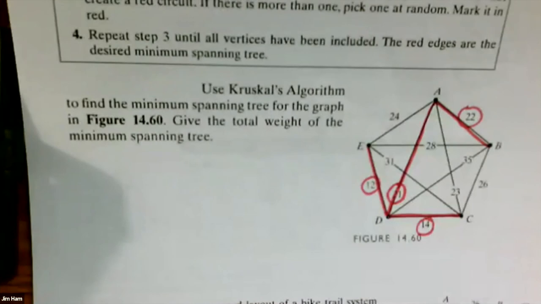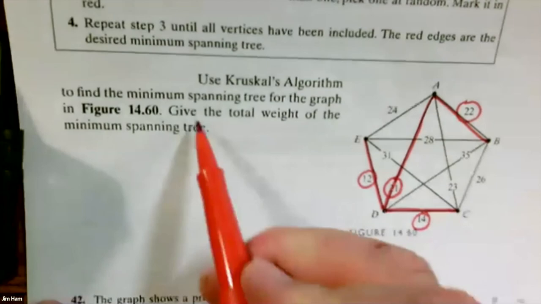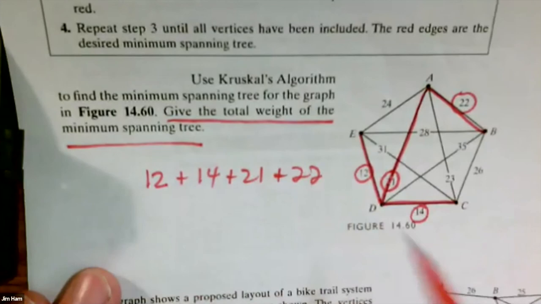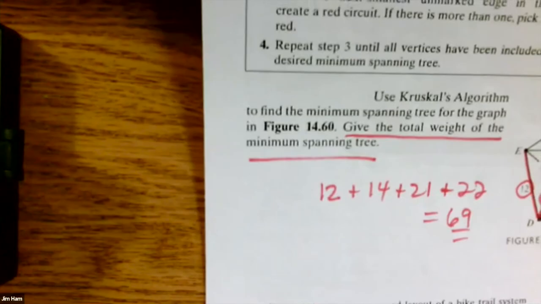So typically, they're going to ask us to give the total weight. And so we're going to add up 12 and 14 and 21 and 22. Add those together, and that would be the minimum spanning tree. All right, that's pretty much it. Why don't you try one? Find the minimum spanning tree.